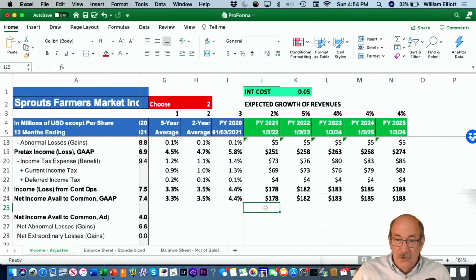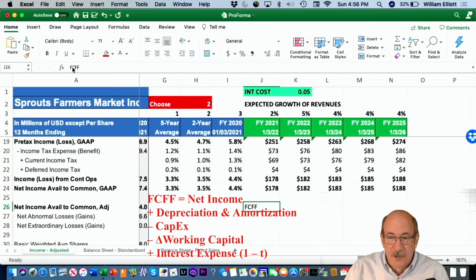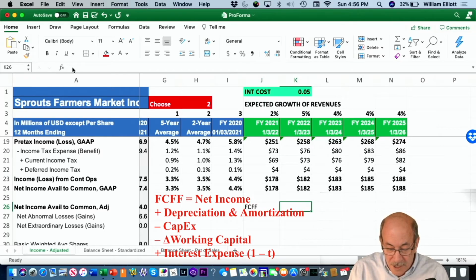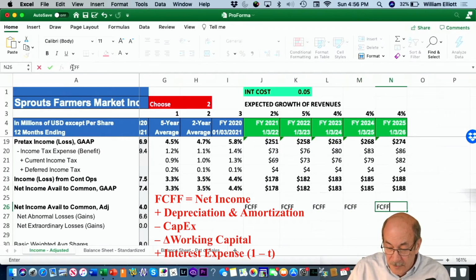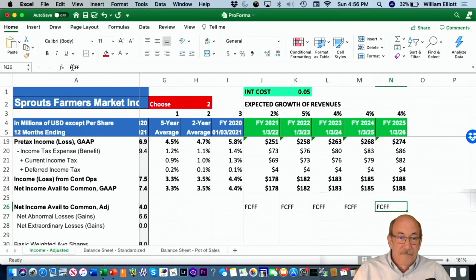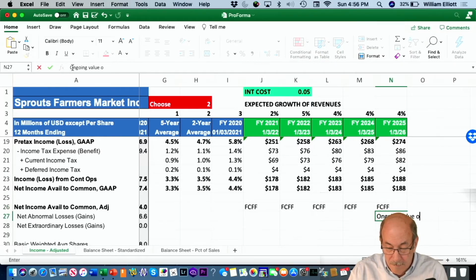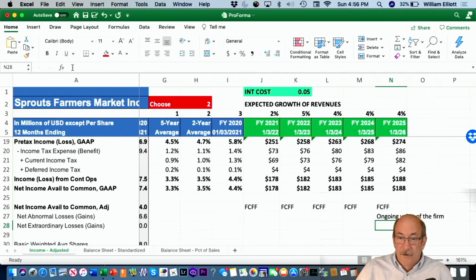What I really need to do down here, once I've got my net income, is calculate my cash flows to the firm. Let's just get free cash flow to the firm here, here, and here. All right. Then, Sean, what you were asking about is the ongoing value of the firm, right? Because we've got 5 years of free cash flows, and we still need the ongoing value of the firm.